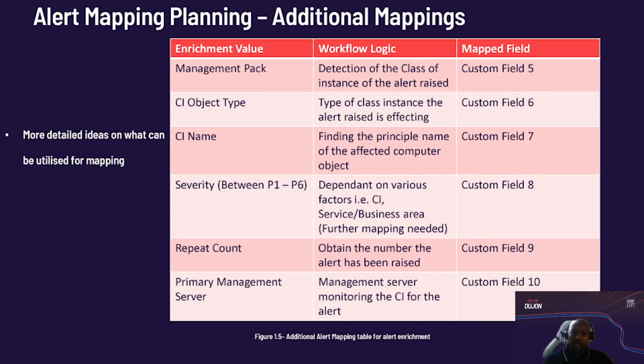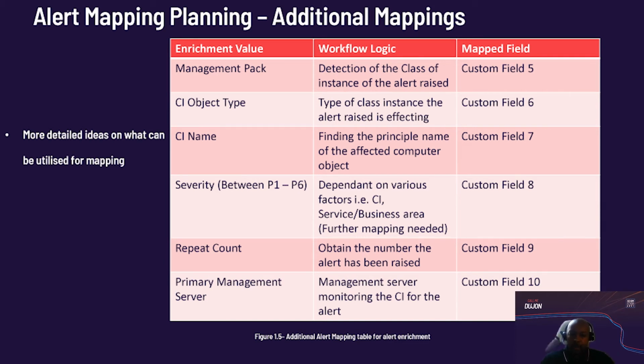So in this case, we want to structure the actual workflow logic to say if it meets all of these criteria, then we would output a specific severity, and that is how we would define the actual severity between a P1 and a P6, and then that essentially goes into custom field 8. And next is the repeat count.